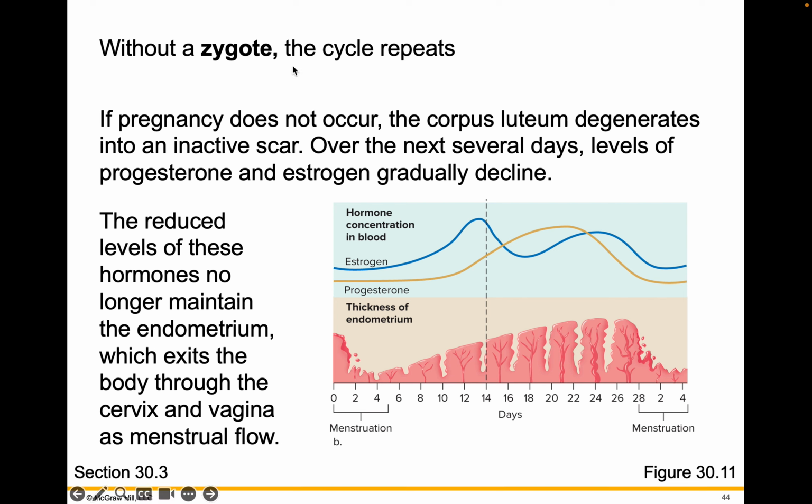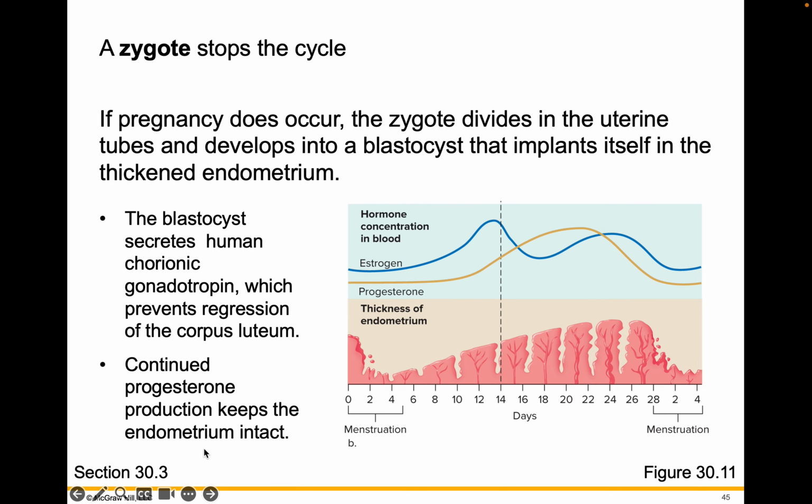Without a zygote, the cycle repeats. If a pregnancy does not occur, the corpus luteum degenerates into an inactive scar, and over the next several days, the levels of progesterone and estrogen gradually decline. The reduced levels of these hormones no longer maintain the endometrium, which exits the body through the cervix and vagina as menstrual flow. A zygote stops that cycle.